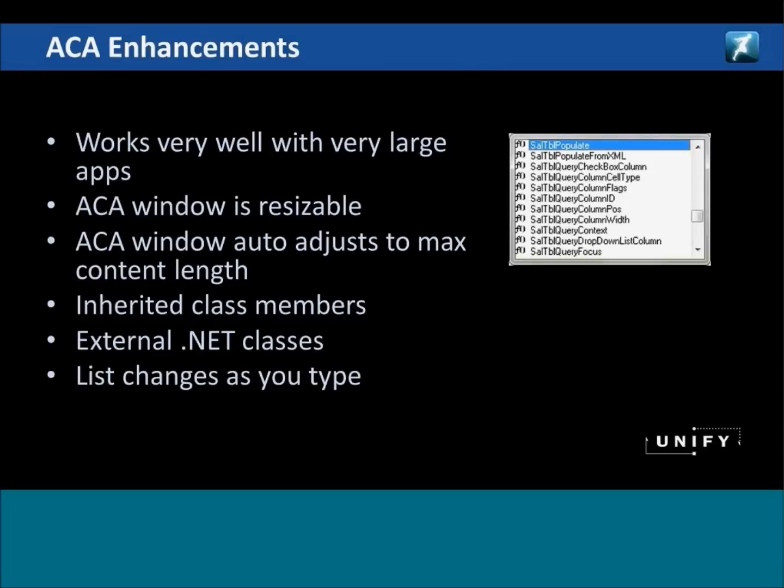The active coding assistant has been completely rewritten to work very well with very large apps. The window is resizable. It also auto-adjusts the max content length. You see inherited class members, external .NET classes, and the list changes as you type. So it's a quite nice, good working experience now.